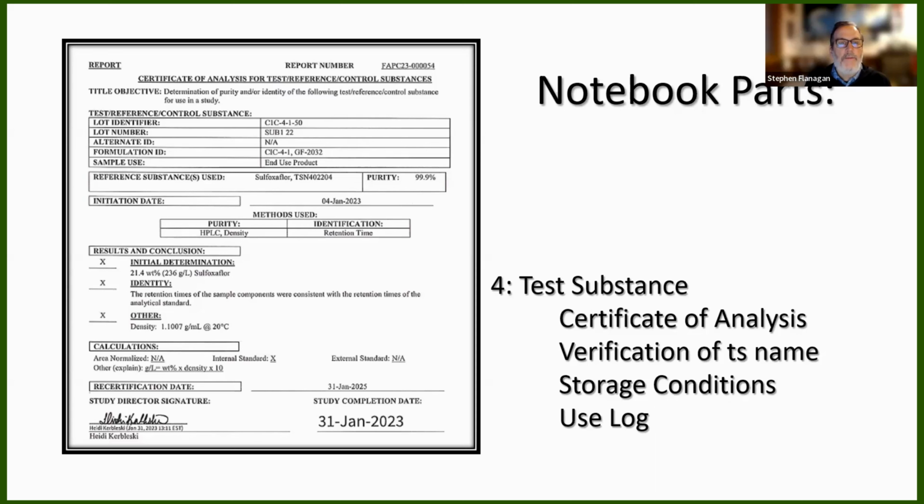One of the details here is that oftentimes certificates of analysis have a code name for the product that's not necessarily the chemical name that's in the protocol. So if those names aren't clear, then that's a really important piece to verify before you make any applications in the field. In addition, this part of the notebook is going to have your storage conditions that we talked about and a use log documenting when you took material out of storage and used it out in the field. And that should match up with the application sections in the notebook as well. All right, the next slide, please.